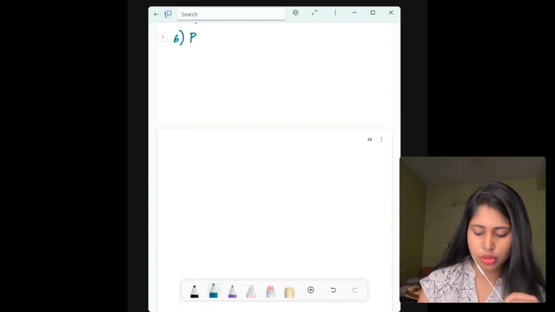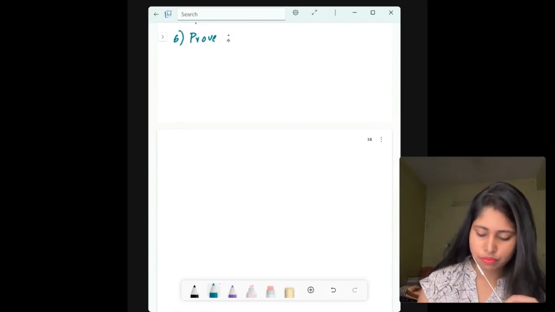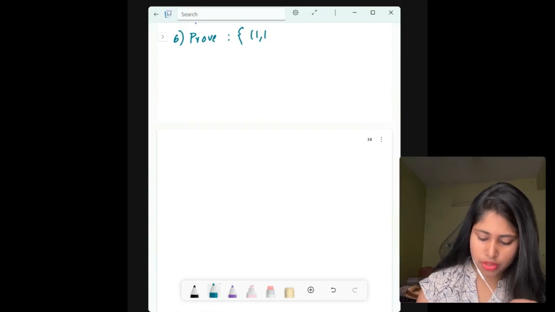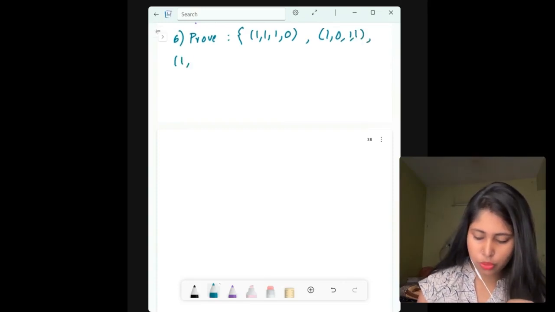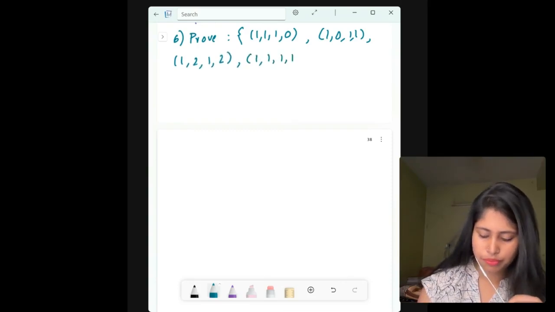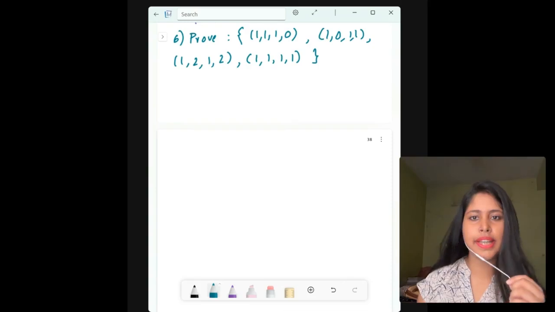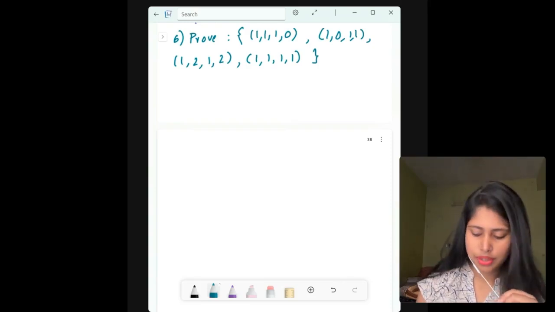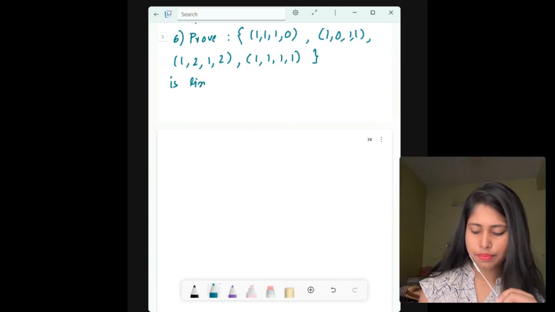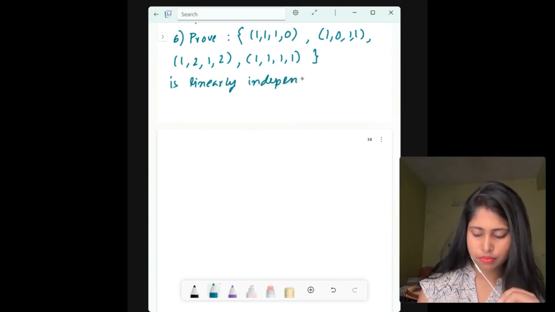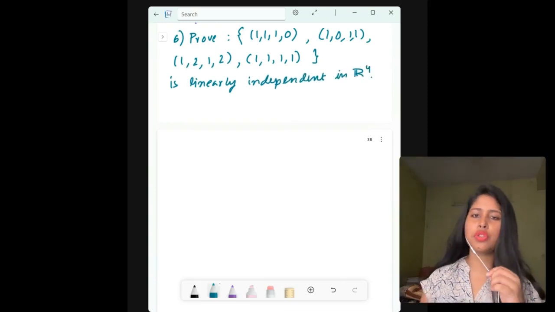which is question number 6. Prove that 1110, 1011, 1212, and then 1111 are linearly independent in R4. All right. Now, how are you going to solve this question?